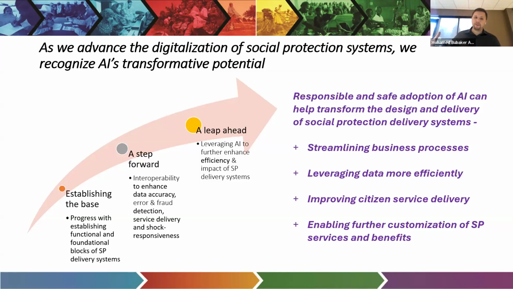And then another step forward is to make sure that interoperability enhances accuracy, as people need to talk to each other, systems need to talk to each other, right? And being able to exchange data between systems is crucial. And then I think there is a leap ahead where leveraging AI to further enhance the efficiency and impact of SP delivery system. I'll stop here and over to you, Veronika.